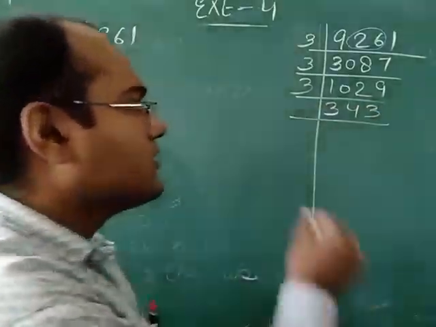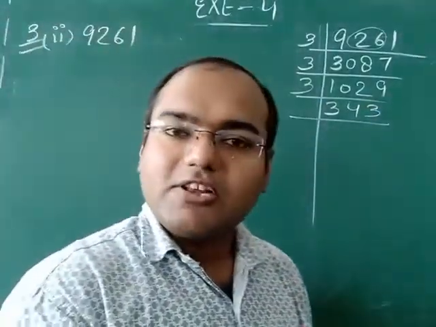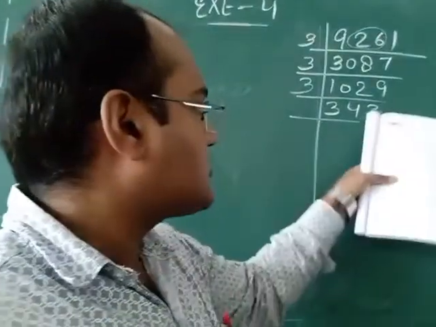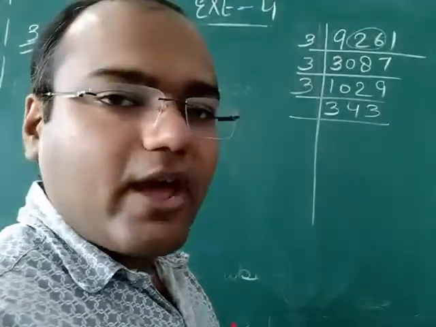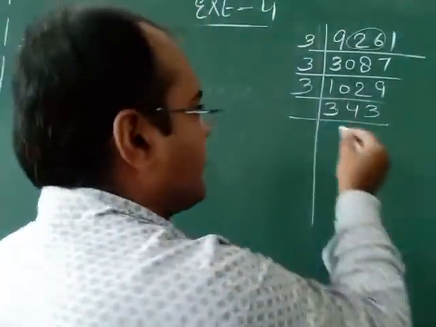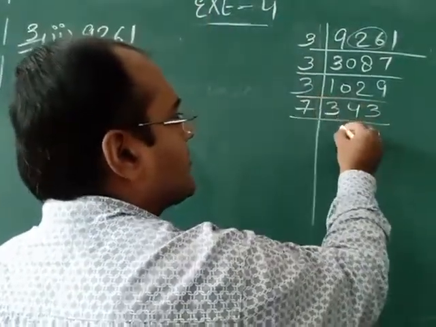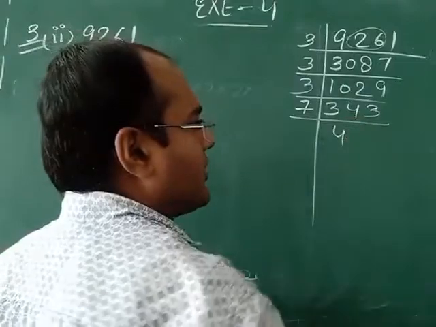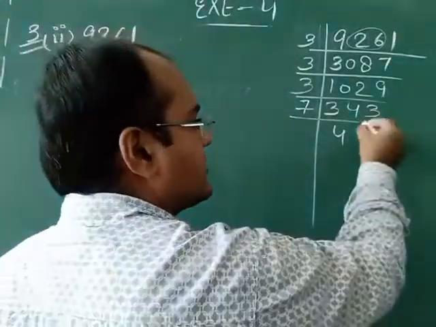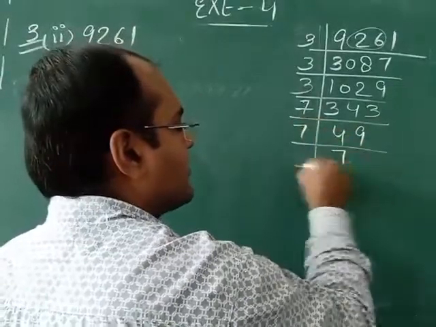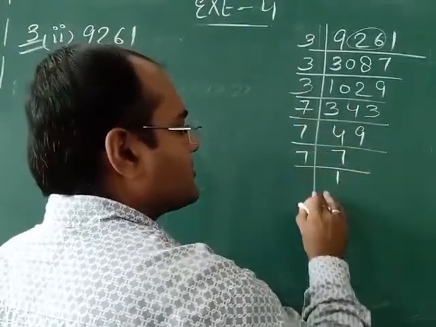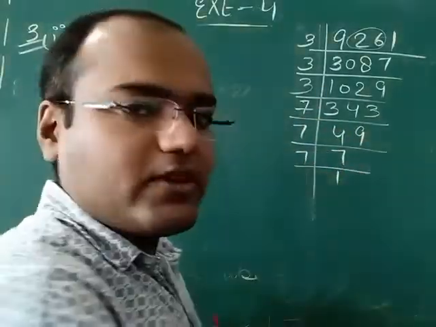Now this is not divisible by 3, so we will check it with 5. At last 3 is written, so this will not be divisible by 5. Now after 5, 7 is the prime number, so with 7 it will be divisible. 7 4s are 28, remainder 6 and 3, 63, 7 9s are 63. Now 7 7s are 49 and 7 1s are 7. So we have finished the prime factorization.